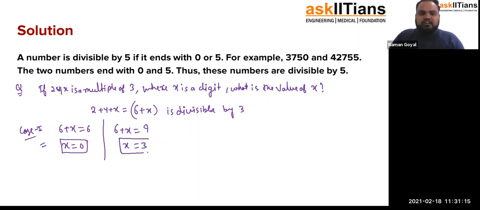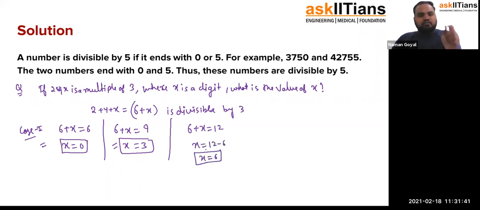So this can be possible. This can also be possible, right? So the value of x can be 0 and 3. The next number which is divisible by 3 after 9 is 12. So 6 plus x can be 12 also. And if 6 plus x is 12, then x can be 12 minus 6, which is 6 also. So x can be 0, x can be 3, and x can be 6, right?